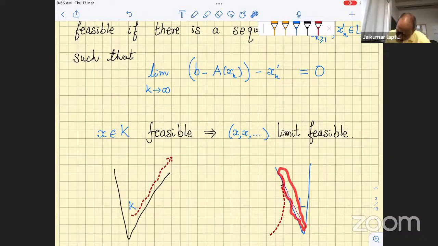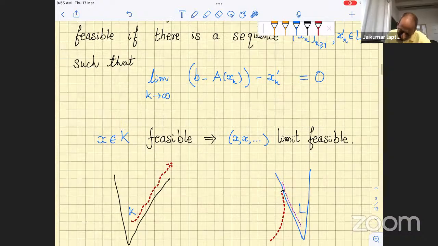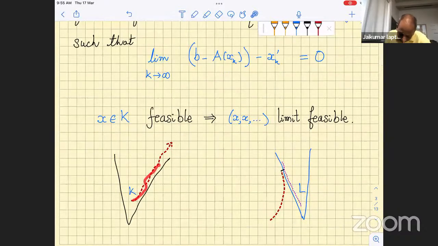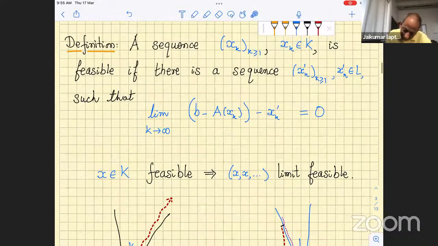If such a set of points can be found, this xk prime, don't pay too much attention to it. It's just an artifact of the way the definition has been written. Basically, we should be able to travel in this cone K and show that we have the right intentions. That is, we want to get into L. And if we get arbitrarily close to L, then we are going to call this sequence a feasible sequence.